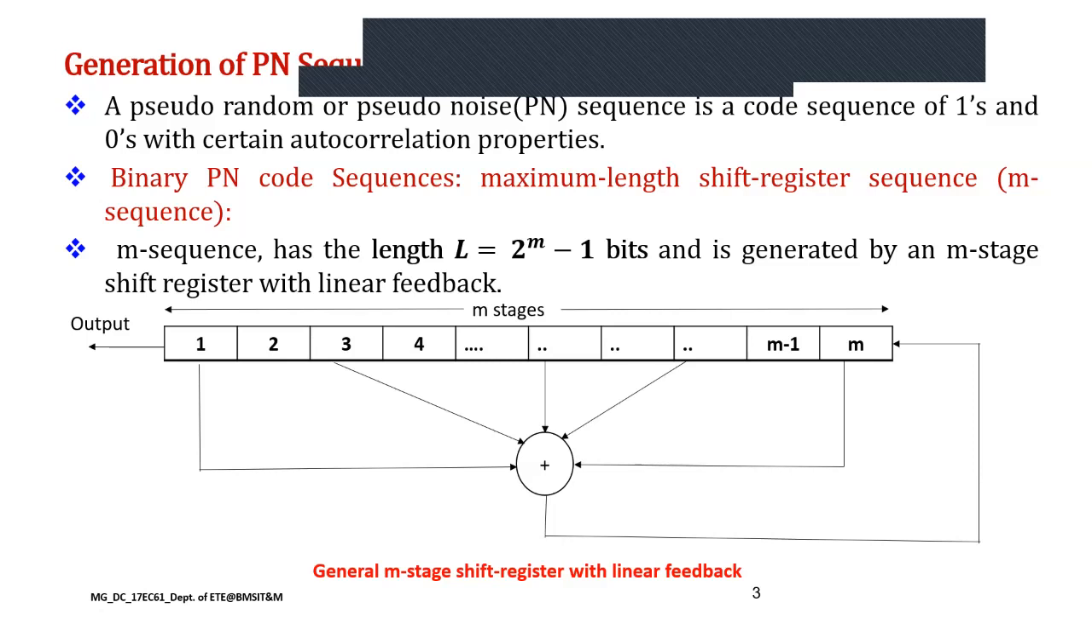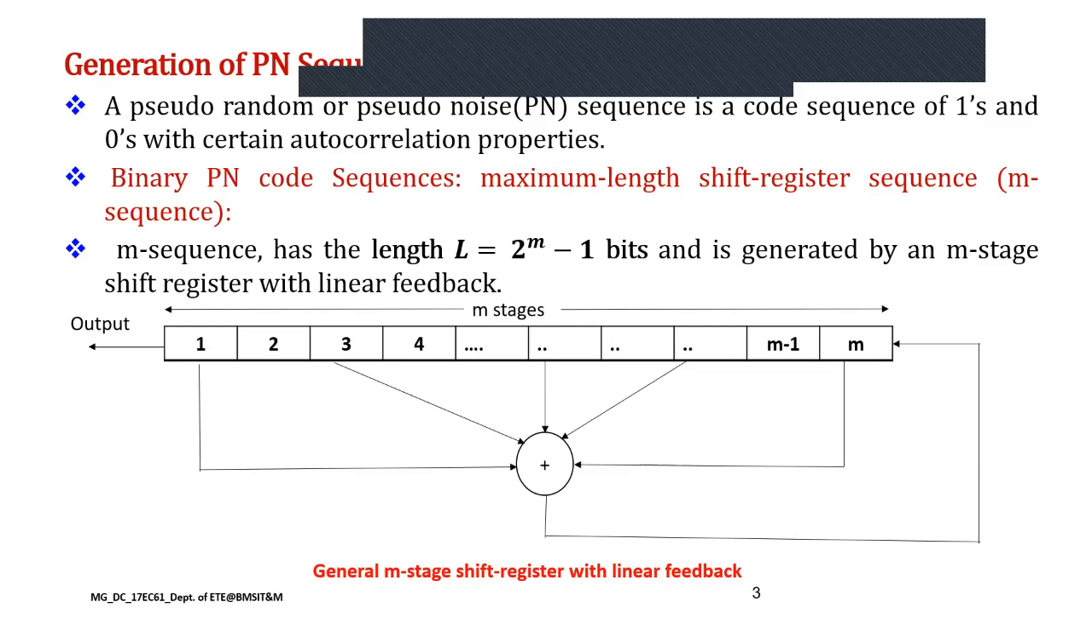If I use 3 shift registers, let us say the value of M is 3, then it is 2 power 3 minus 1. 2 power 3 is 8, 8 minus 1 is 7. So I get a sequence length of 7 bits. Here I have given a general diagram for the generation of an M stage shift register.